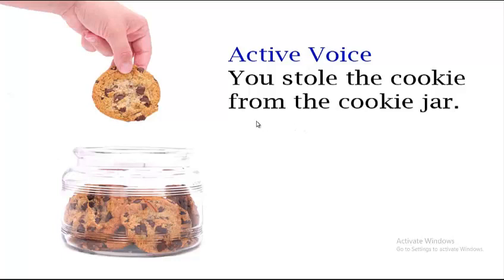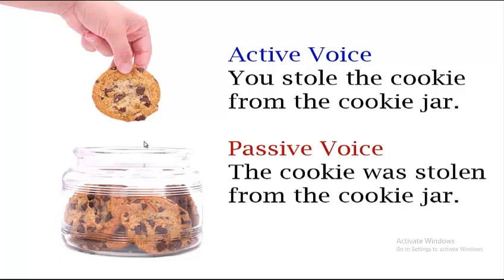This sentence is in active. We want to change it into passive. You stole the cookie from the cookie jar. Change it into passive. What is the object here? That's right. Wonderful. Excellent, my dear students. The object is the cookie, followed by verb to be was because the sentence here is in the past. The verb stole is in the second form, followed by the past participle of the verb stole, stolen. The cookie was stolen from the cookie jar.